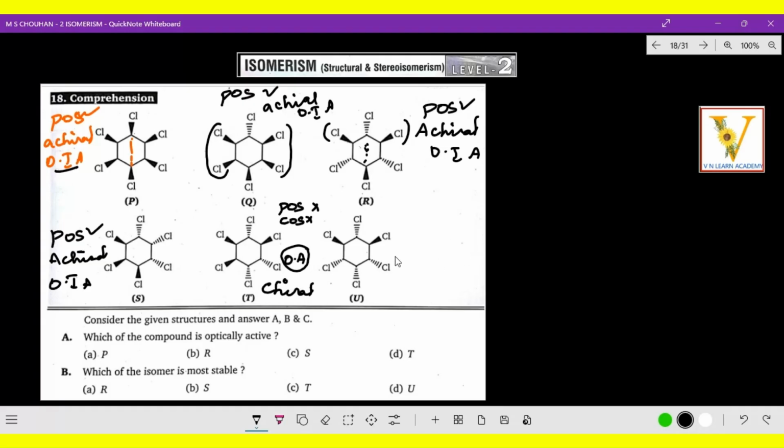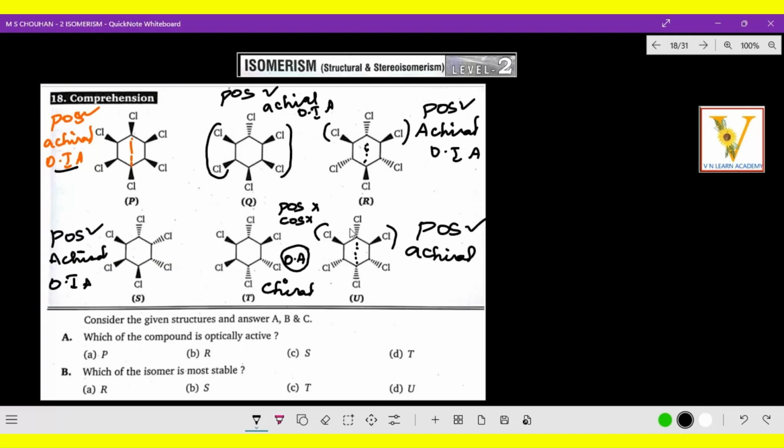Now the last one. As we observe here, dash, dash, dash, dash. Here only two are wedge. So here POS is 100% absent. So POS absent means, can you identify whether it is achiral when you cut over here? Yes, you can get that Cl. Actually, POS is present here. It's achiral. Why am I mentioning achiral here? See, when you cut over here, observe clearly.